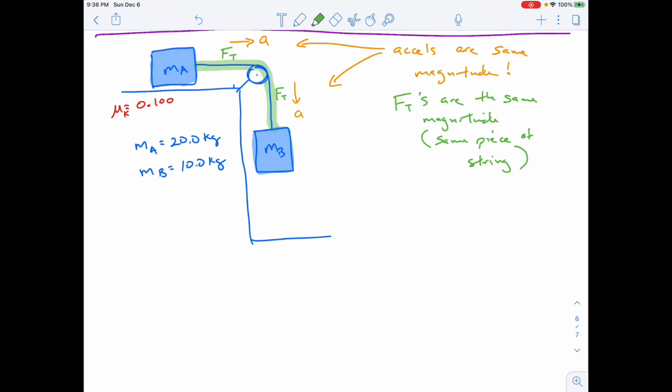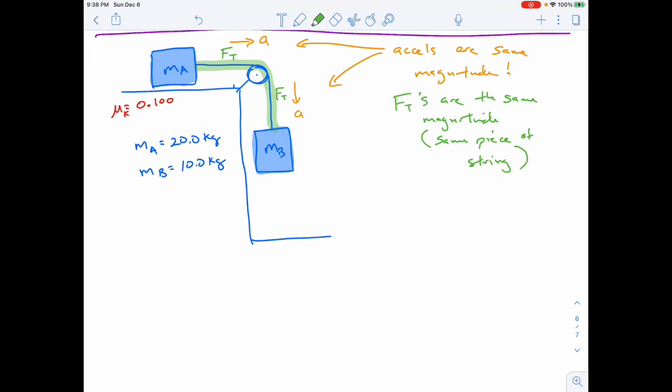And typically, if these blocks are connected, again, we had this discussion before, the accelerations of each block have to be identical, right? And of course, we're assuming constant acceleration, and that means that any instantaneous velocity that these blocks have, they have to have the same exact instantaneous velocity during their motion. They're traveling together.